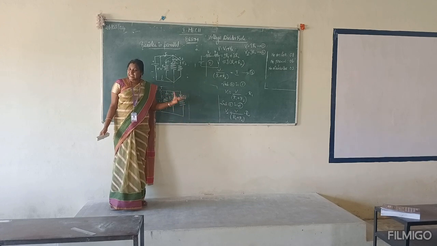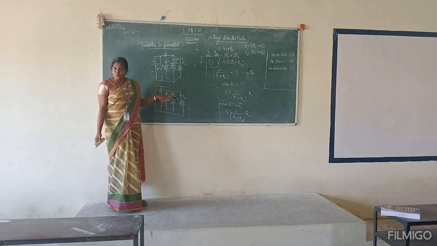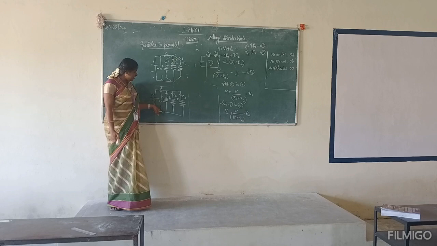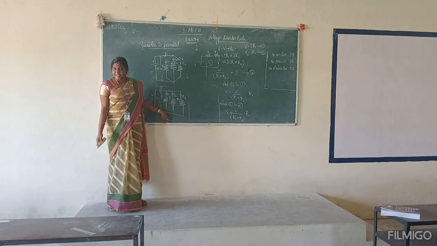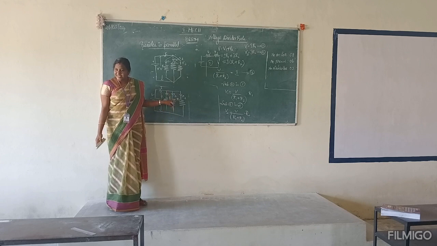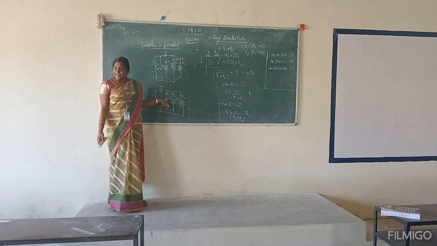When the current is getting divided like this, which means the resistors are connected in parallel. So these three resistors are parallel resistors. Now I cannot just add the resistors. I need to use some other formula for this.